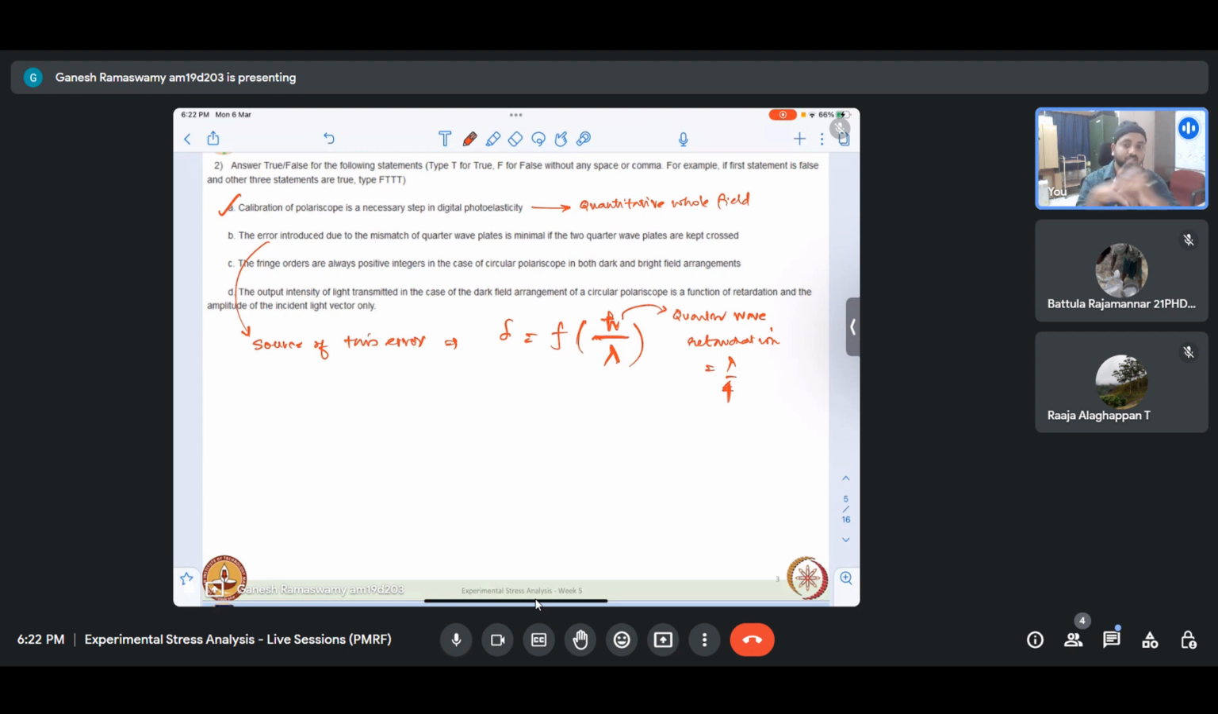Now, aligning it at 45 degrees with the light vector is trivial and we have control over it. But to say that it is exactly introducing quarter wavelength retardation for this particular light is not in our control. Hence, this essentially leads to somewhat of an error. But extensive research has been carried out, and it shows that when we keep the quarter wave plates crossed, meaning if the first one is at 45 degrees, keeping the second quarter wave plate at 135 or the other way around, basically lets us minimize this error, and the noise propagation basically gets reduced.